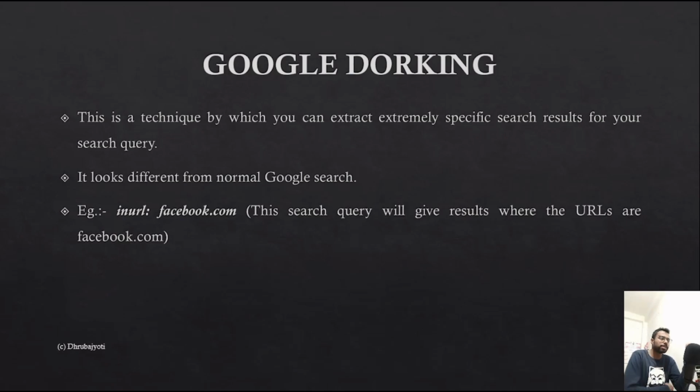Now on the screen you can see one example in which it says inurl:facebook.com. Basically, if you type this in the search bar of Google, you'll get results which actually have facebook.com in the URL, at least in the first page of the search results. You will also get results that are related to Facebook. I mean, this technique is not 100% efficient, but you can extract juicy info, as I said.